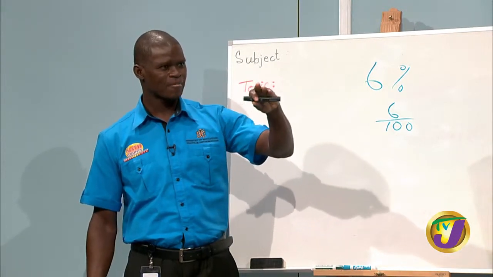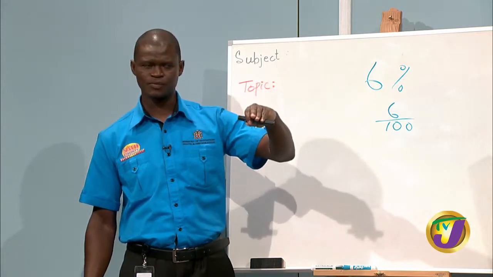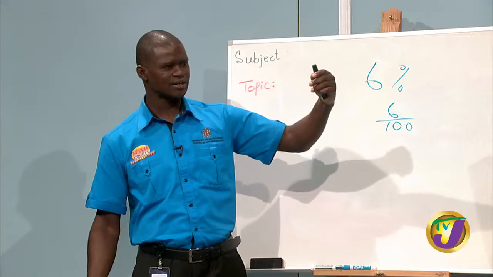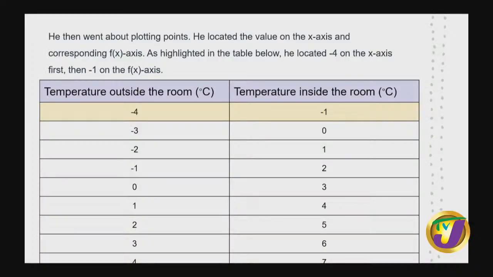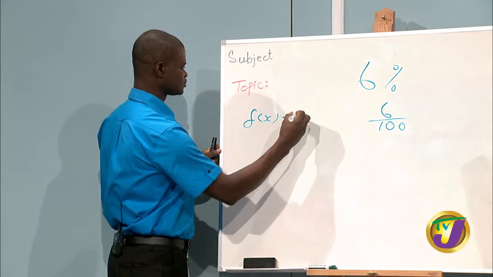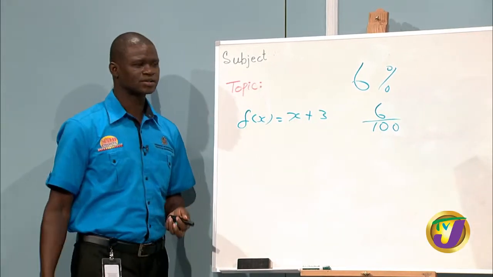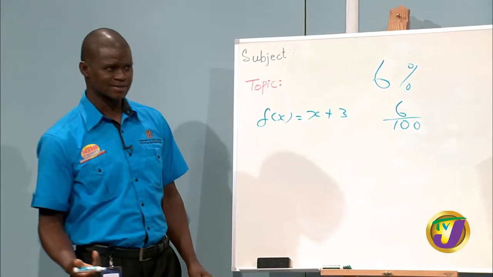Now, we may ask, how did he arrive at the temperature inside the room? We know that the restriction was already given in terms of the temperature outside the room. It was from -4 to +4. But we also came up with the function, right? Which function did he come up with again? F of x is equal to x plus 3. So here we are carrying out a function on x, right?